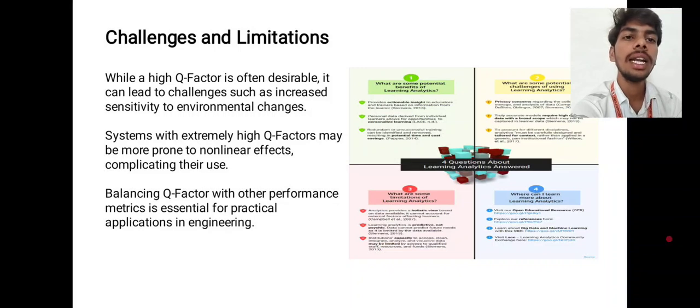Challenges and limitations. While a higher Q factor is often desirable, it can lead to challenges such as increased sensitivity to environmental changes. Systems with an extremely high Q factor may be more prone to nonlinear effects, complicating their use. Balancing the Q factor with other performance metrics is essential for practical applications in engineering.